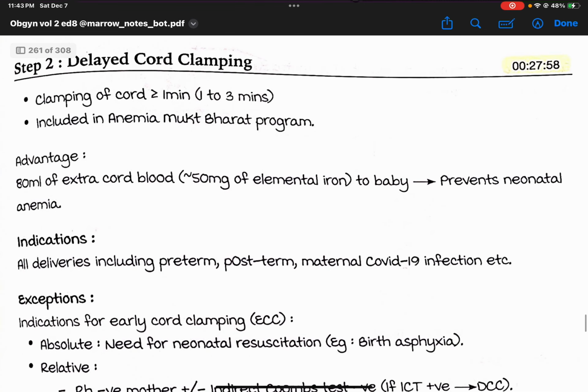Step 2: delayed cord clamping. Clamping of the cord at 1 minute or more, between 1 to 3 minutes, is included in the Anemia Mukt Bharat program. Advantages: 80 ml of extra cord blood, which is equal to 50 mg of elemental iron to the baby, prevents neonatal anemia.